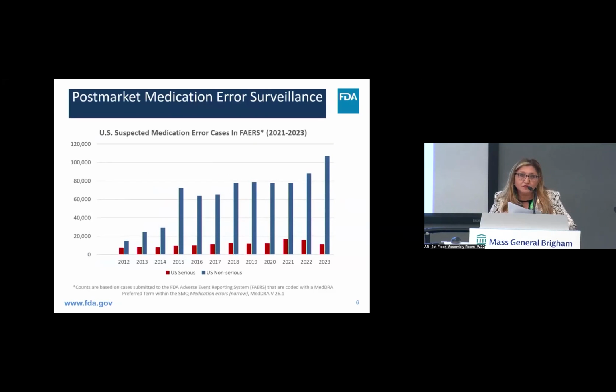So we receive over 100,000 medication error reports in the post-market, even though this is a voluntary reporting system, and we know that there's much more occurring in the marketplace. Nevertheless, as I mentioned before, those post-market reports are very valuable for us because they actually inform the work we do in the pre-market review space.